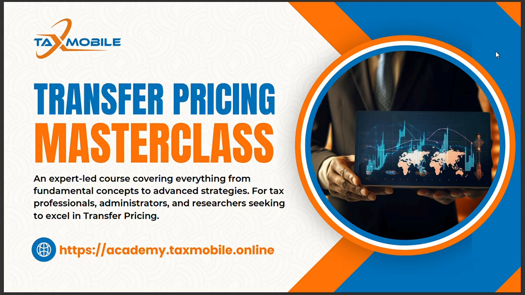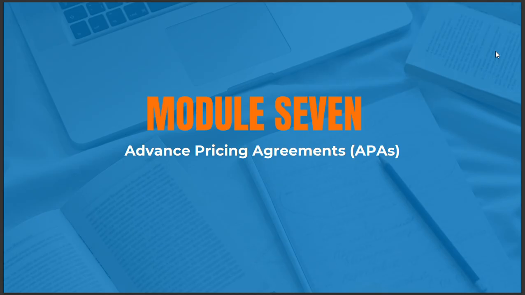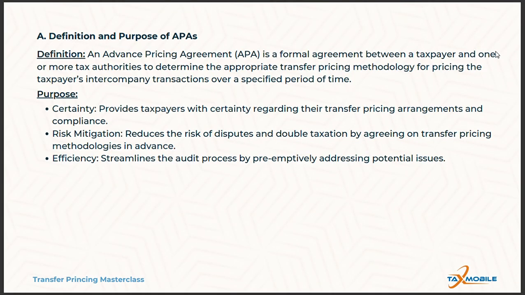An advanced pricing agreement is a proactive, collaborative approach between taxpayers and tax authorities to agree in advance on the transfer pricing methodology for a given set of intercompany transactions, ensuring that they comply with the arm's length principle. This arrangement offers certainty to taxpayers while mitigating the risk of disputes and audits, particularly in cross-border transactions. So, Module 7, Advanced Pricing Agreements.